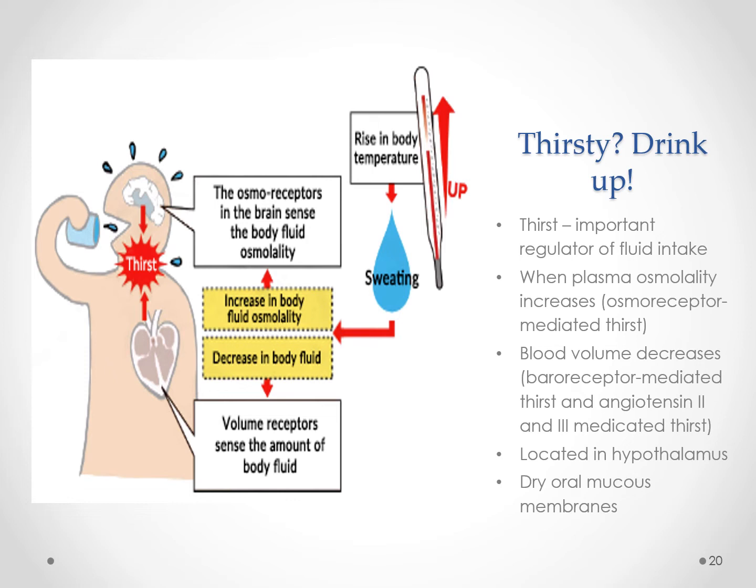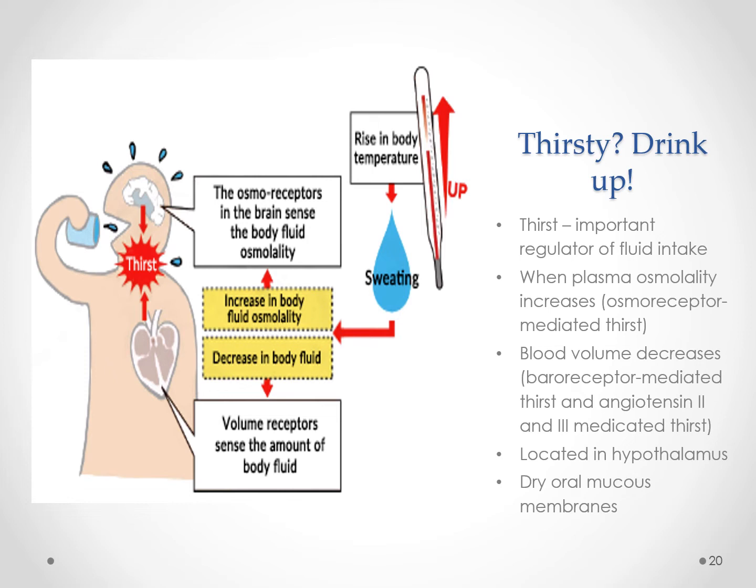So, rise in body temperature. The osmoreceptors in the brain sense that the body fluid osmolality is off. Increase in fluid osmolality, decrease in body fluid volume. Receptors sense the amount of fluid in the body. Help! I'm thirsty. So thirst is important. It regulates the fluid intake. When plasma osmolality increases, the receptor-mediated thirst. So blood volume decreases and the baroreceptors mediate the thirst, and they're located in the hypothalamus.